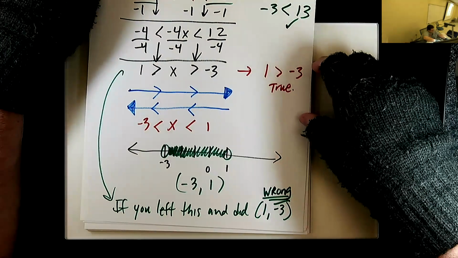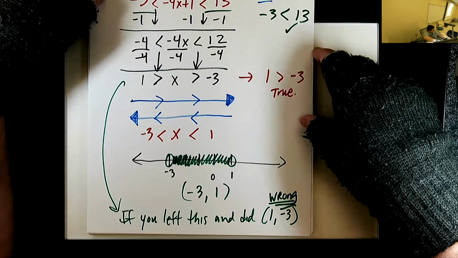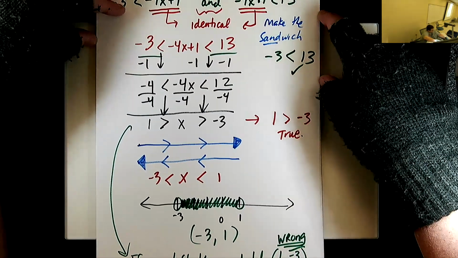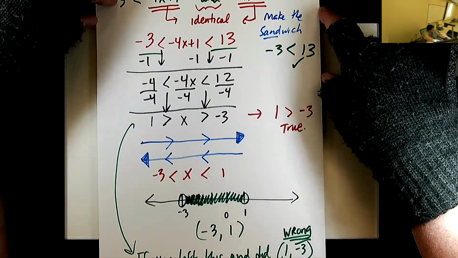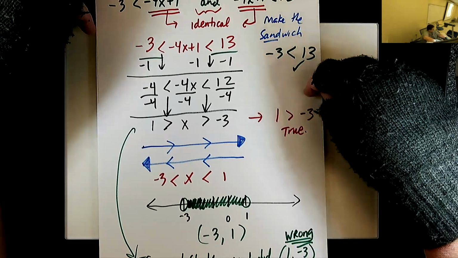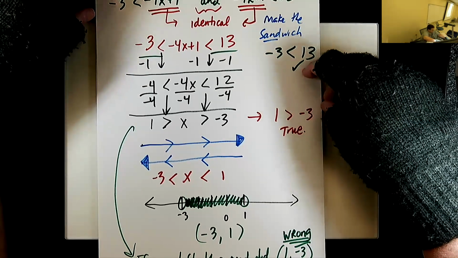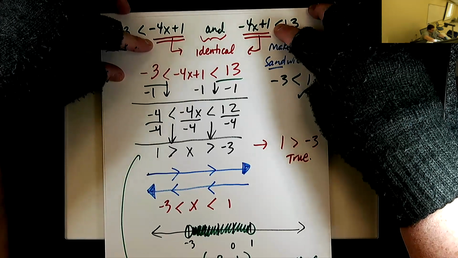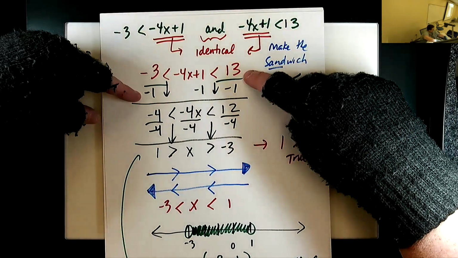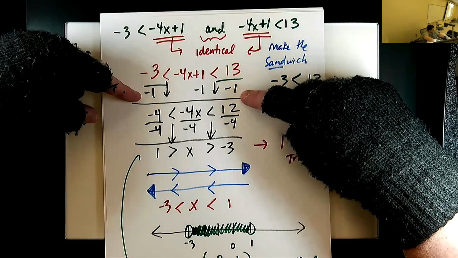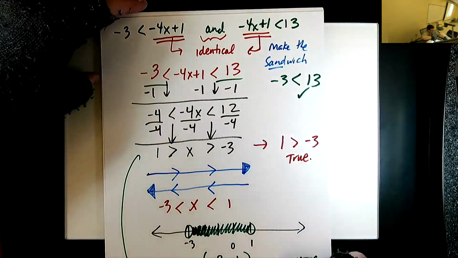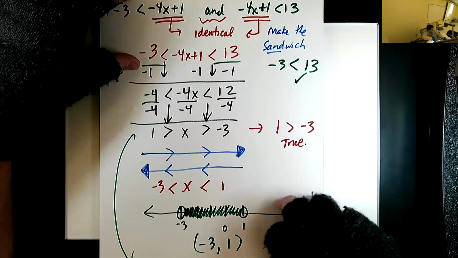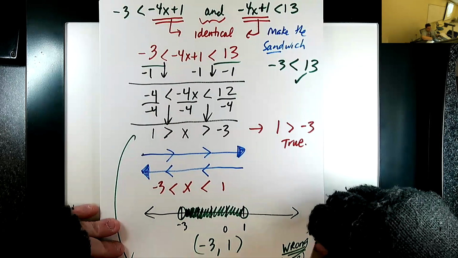If you didn't recognize that you could put these together, like I did up here, you could have still solved them separately and still got the same answer. So the idea is if they match like they did here, you can do it all in one step, like a one-stop shop kind of thing. It's not necessary though. You do not need to put them together to make the sandwich.